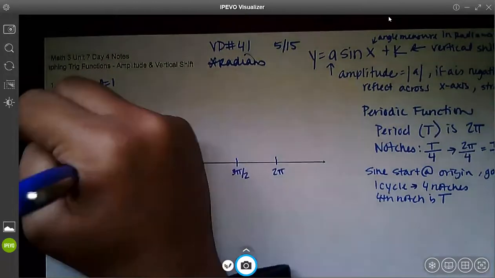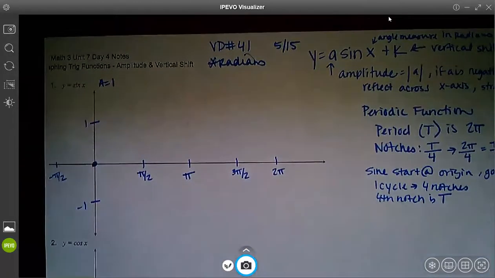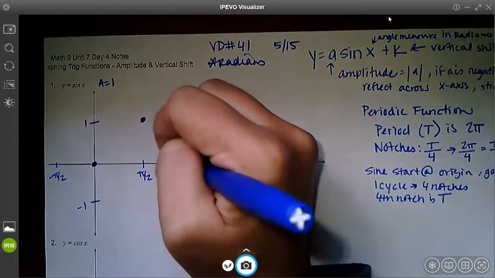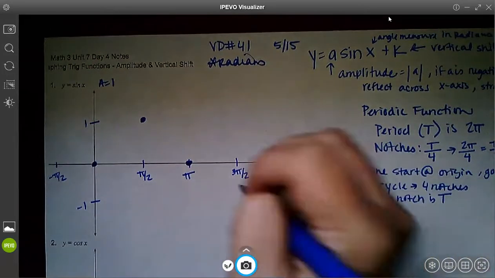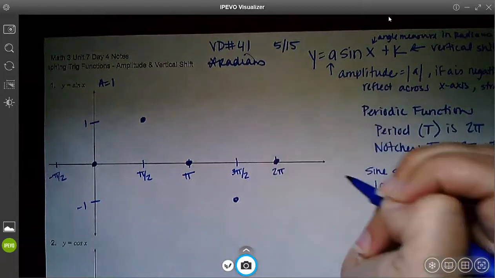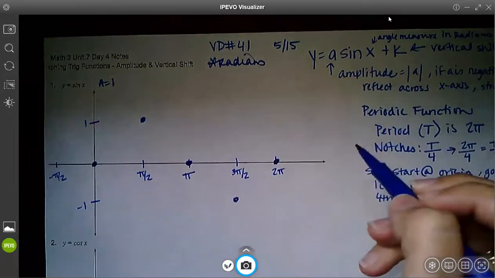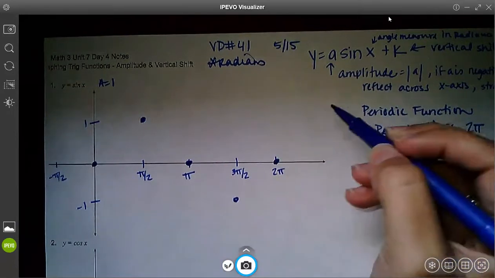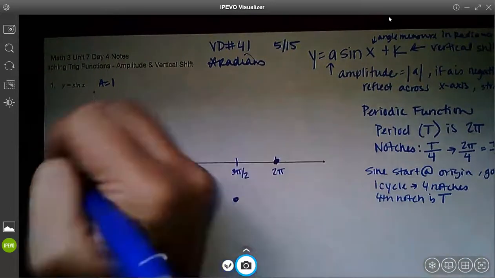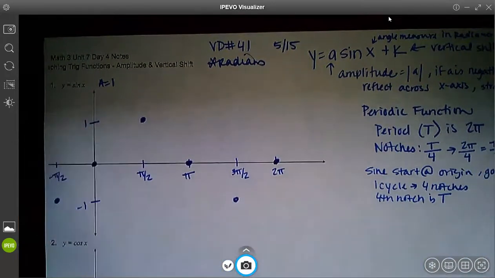Sine is going to start at the origin, and it's going to go up at your next notch, down to your center line, which is your x-axis, down to your minimum value, up to your center line. So it's just following this pattern. If you kept going, you'd go up, down, down, up, down, that kind of thing. So then here, this direction, we're going down.